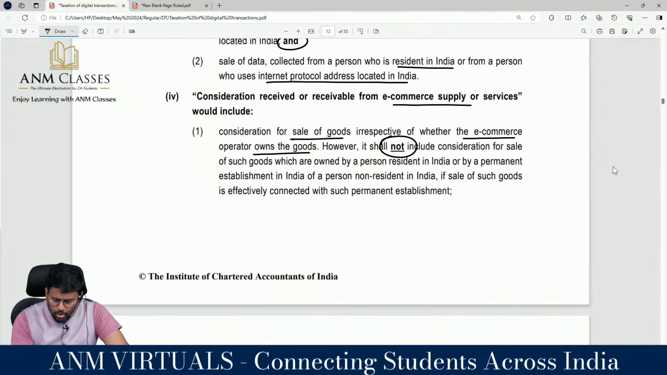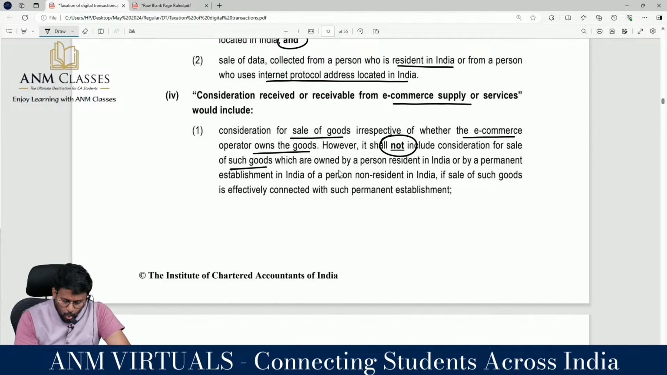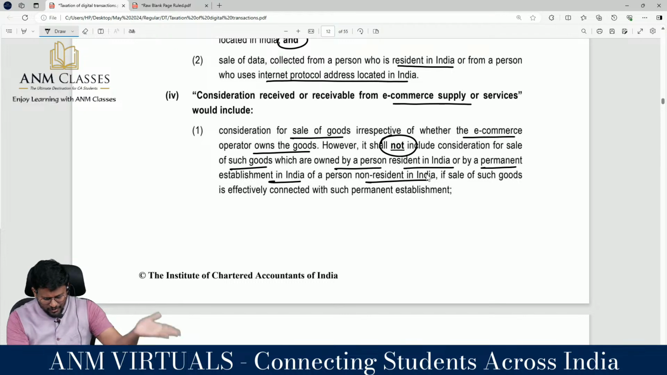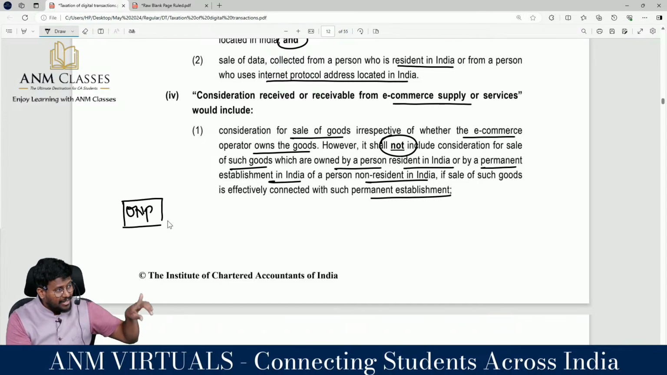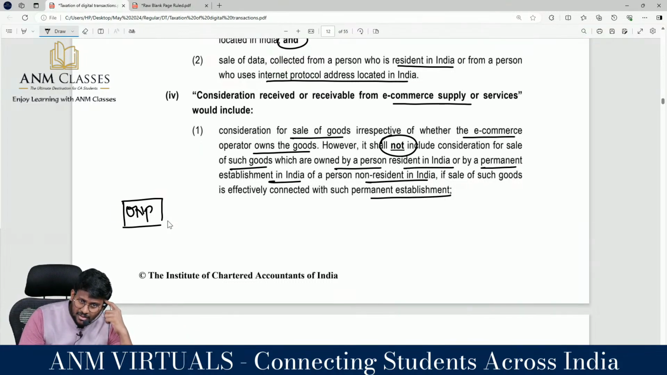However, it shall not include consideration for sale of such goods which are owned by a person in India or by a permanent establishment in India of a person in India, if sale of such goods is effectively connected with such a permanent establishment. So I am having an online platform, and I am not the owner of the goods. Some other person is the owner of the goods. That owner should be a resident or non-resident? Should be a non-resident, and he should not have a PE in India.